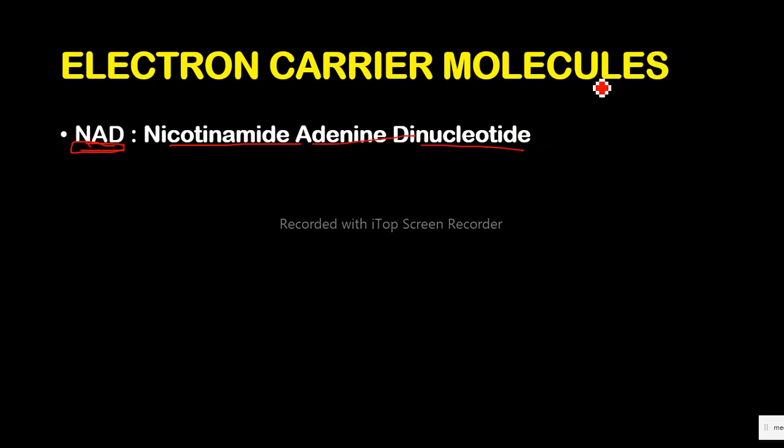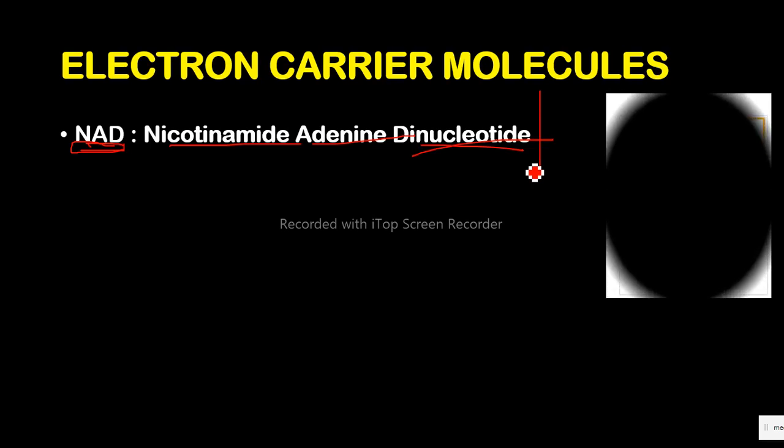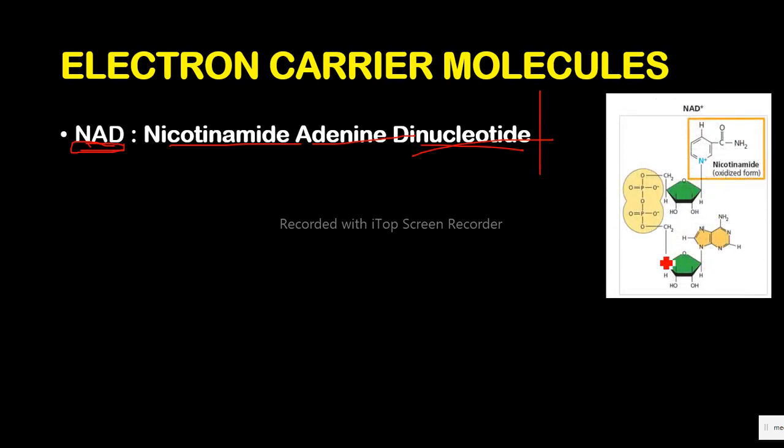So this one is also a nucleic acid, but this one is a dinucleotide. It has two nucleotide molecules. If you have studied nucleic acids, you know what that means. So this one, you can check on it.